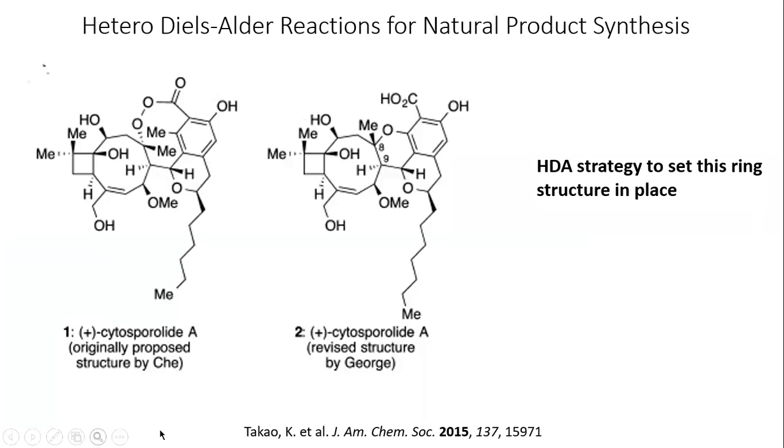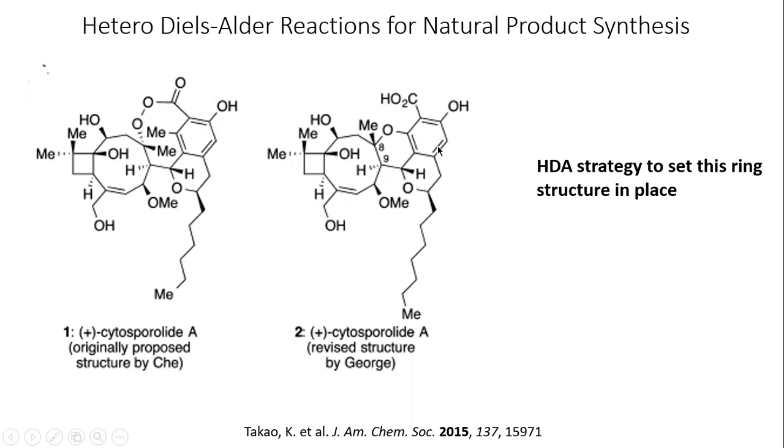Right. So this cytosporalite, this was the original structure proposed by Chi, but a second structure was proposed where this ring here was closed. This six-membered ring right here is actually closed up. That's what you see right here, right? So this oxygen is actually here, and then this O-O bond is not there, right? That's a carboxylic acid. That's what you see over here.